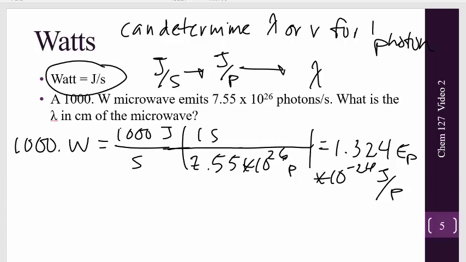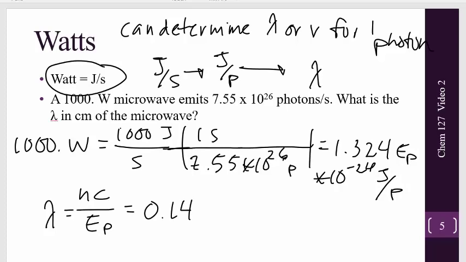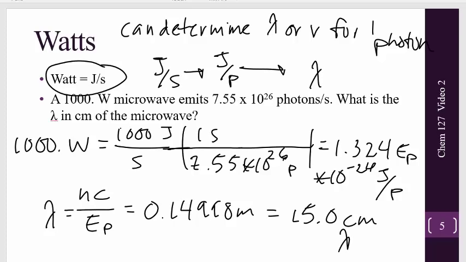Okay, so now we can go from here directly into the wavelength, because we know that wavelength is related to the energy through Planck's constant and the speed of light. So when we plug in the different values we know, we can get to a wavelength of 1.4998 meters. Now we need to convert this into centimeters and then get to 3 significant figures, so we end up getting 15.0 centimeters for our wavelength.